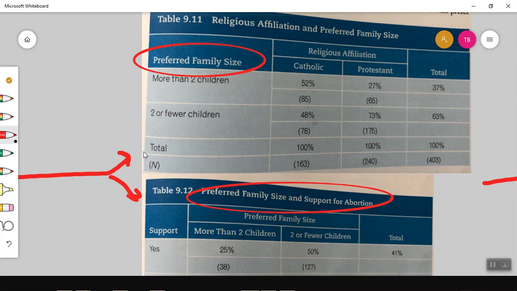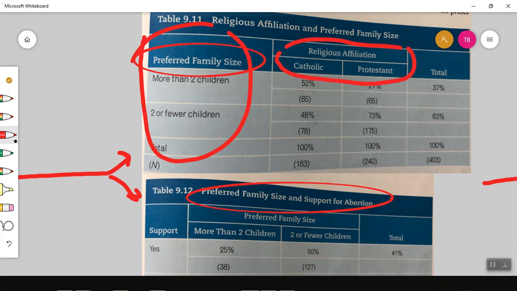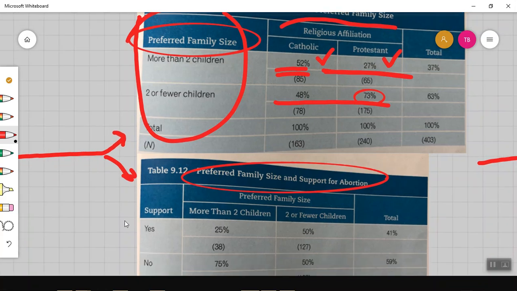They do two versions here. The first is preferred family size compared to religious affiliation. And we can see that Catholics are much more supportive of larger families, by almost twice the rate. And for two or fewer children, Protestants are much more supportive of fewer children. So we can see, at least in this first chart, that Catholics prefer larger families. Okay. What about the second chart?